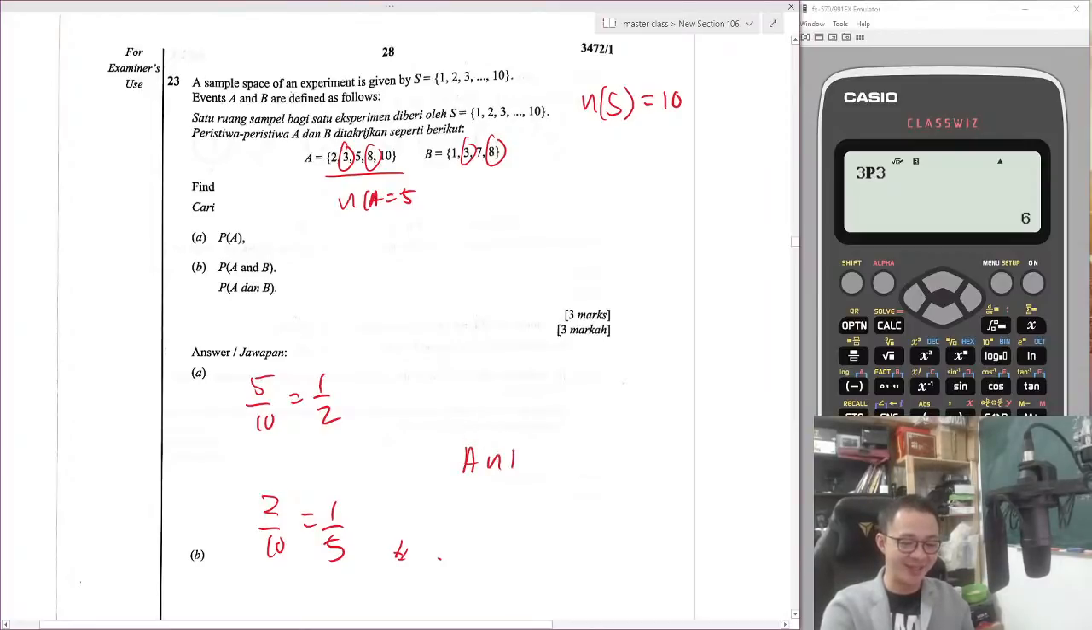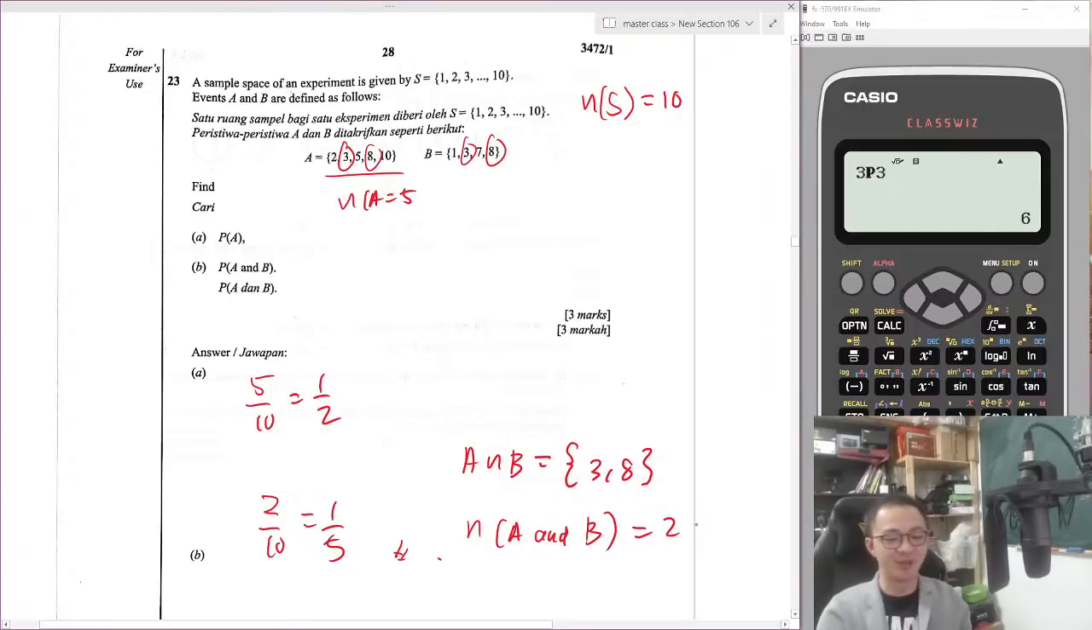Maybe you can do one more step. Okay, A intersect B, then you put in a new one. It's 3 and 8. This is what they intersect. So the number for A and B is 2. Then you get 2 over 10. Something like that.